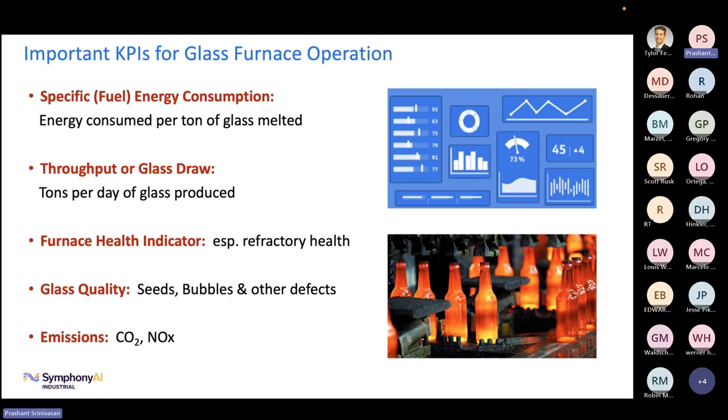And finally, you have the emissions, which is, of course, very important in many parts of the world. And this is, again, a very energy intensive and hence emissions intensive process. So you do have significant amount of CO2 and NOx, and there is a lot of focus on minimizing these emissions. And hence you have oxy fuel fired furnaces and also the electric furnaces that are coming into the picture. So obviously emissions is an important KPI that needs to be monitored from an environmental standpoint.